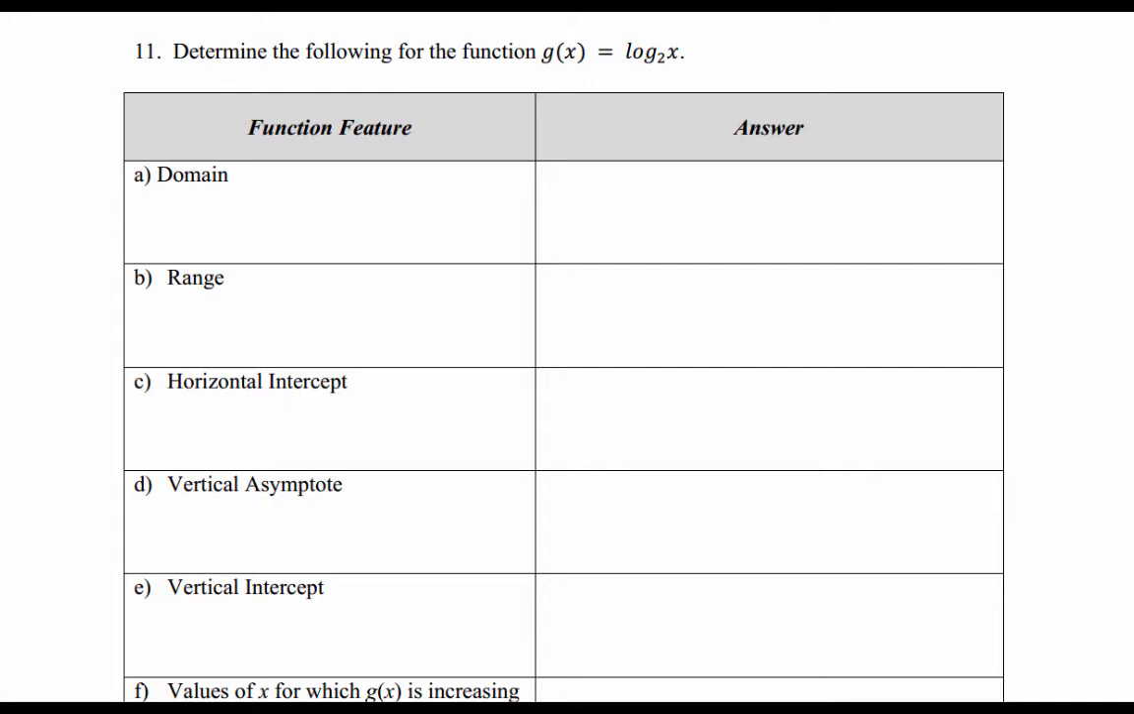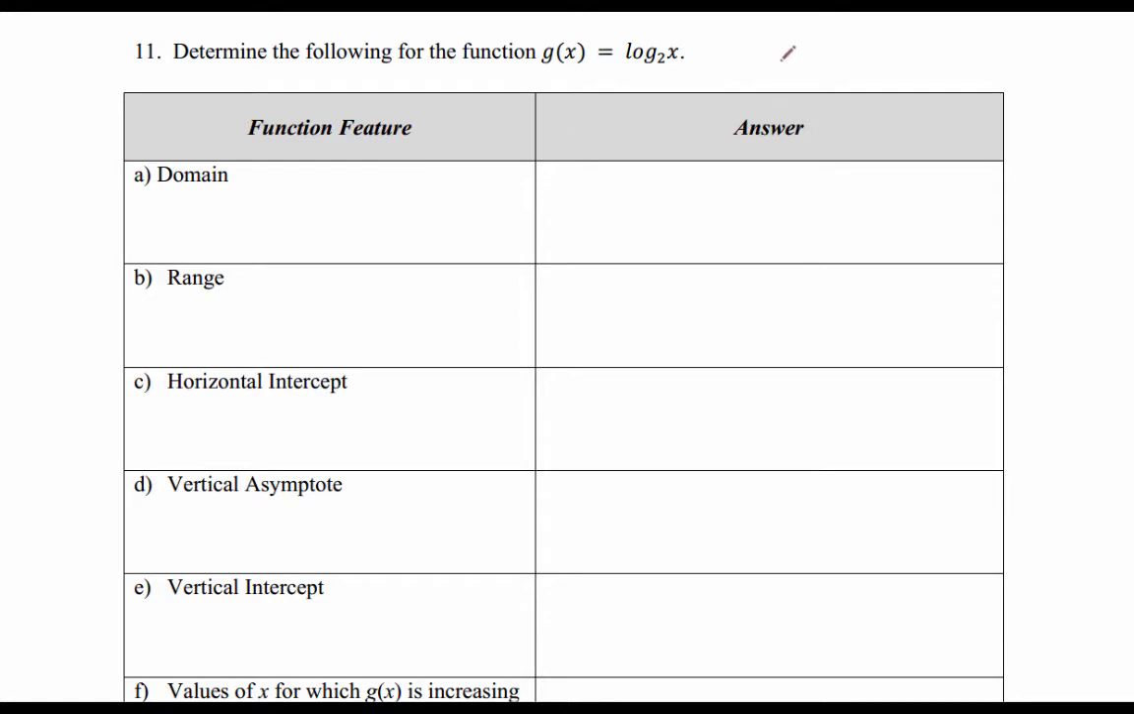Determine the following for the function g of x is equal to logarithm base 2 of x. Okay, so function features. They want to know the domain, the range, the horizontal intercept, the vertical intercept, the vertical asymptote, and they want it all chocolate wrapped. Okay, so how are we going to do this?